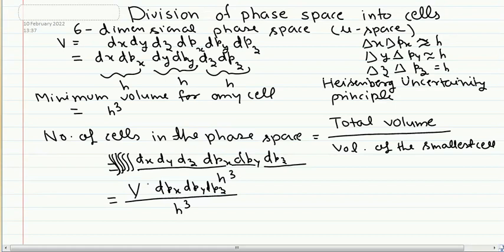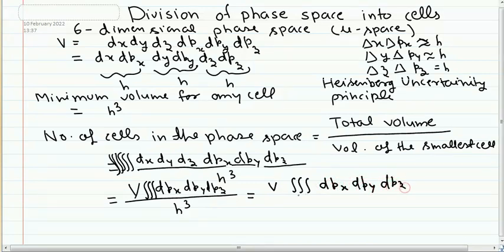And here again there will be three integrations over dpx, dpy and dpz. So the number of cells is equal to V, the ordinary volume, and then three integrations over dpx, dpy and dpz, and this divided by h cube. So these are the number of cells in the phase space.